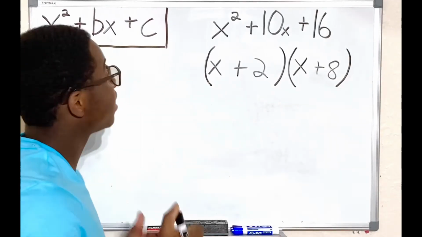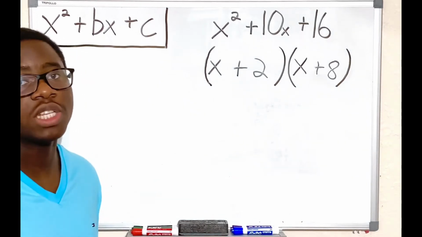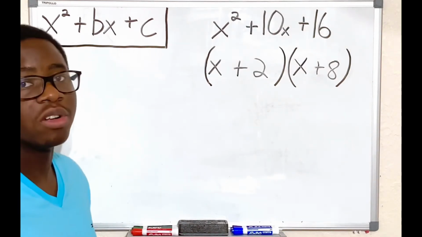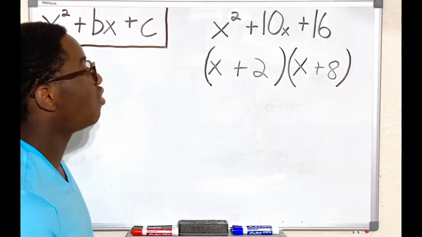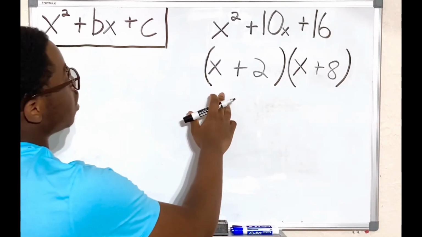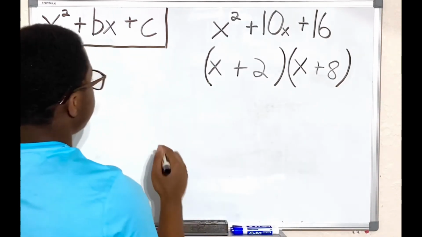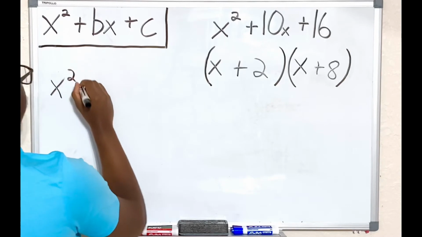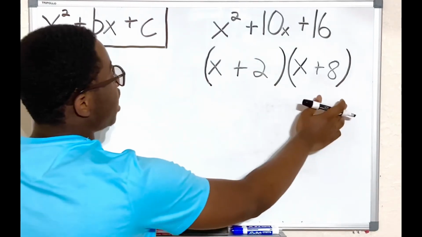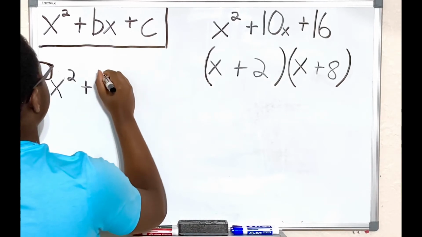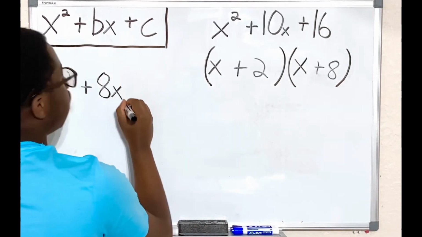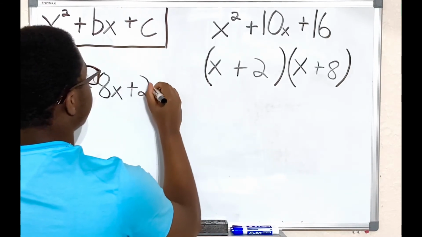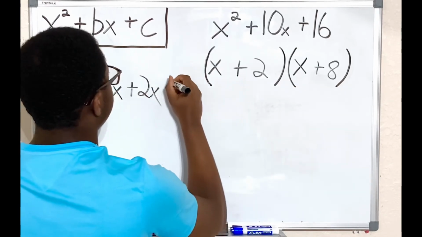As always, guys, I like to check over my work because it gives me reassurance that my answer is correct. Here we have x plus 2 and x plus 8. Remember, going back to that distributive property, we're going to start with FOIL. First, x times x gives us x squared. Then we have outer, x times 8, which gives us 8x. Next we have inner, 2 times x, so that's plus 2x. And last, 2 times 8 gives us plus 16.